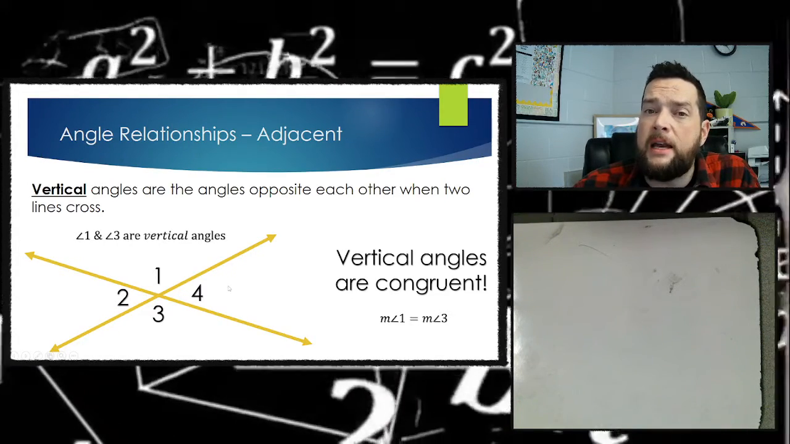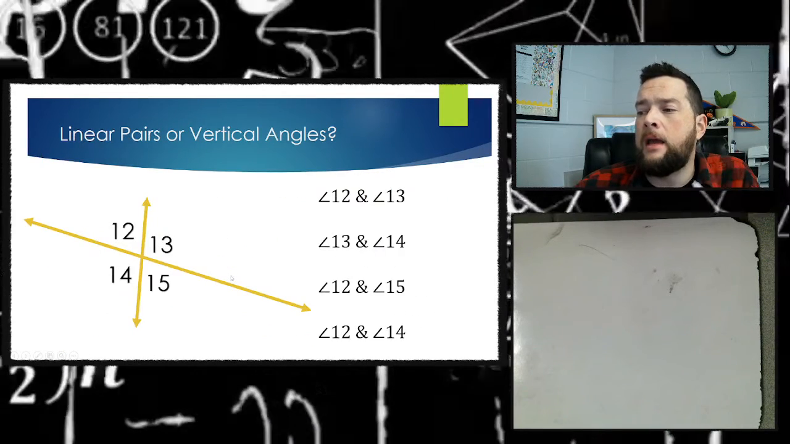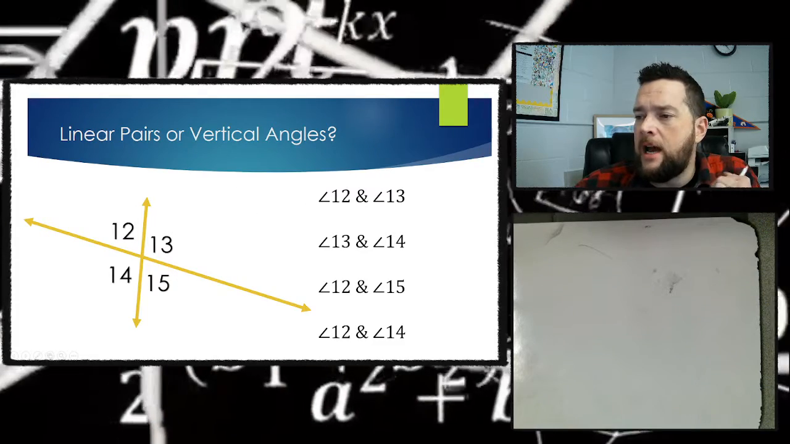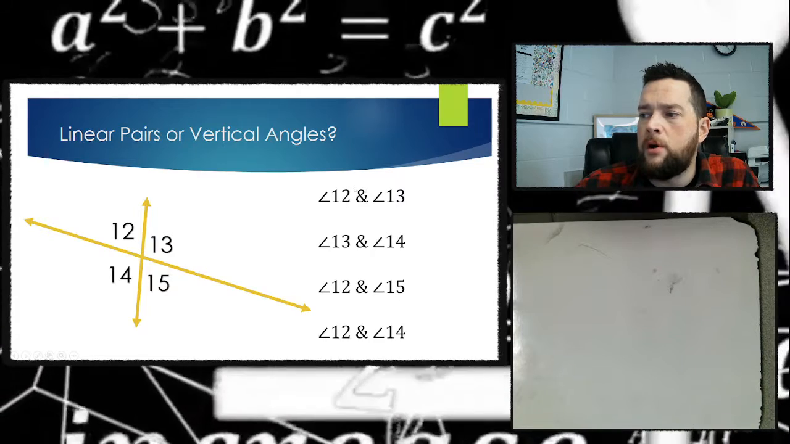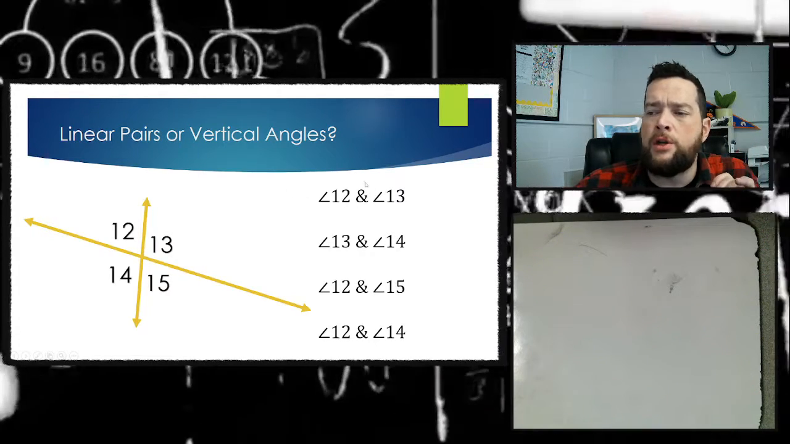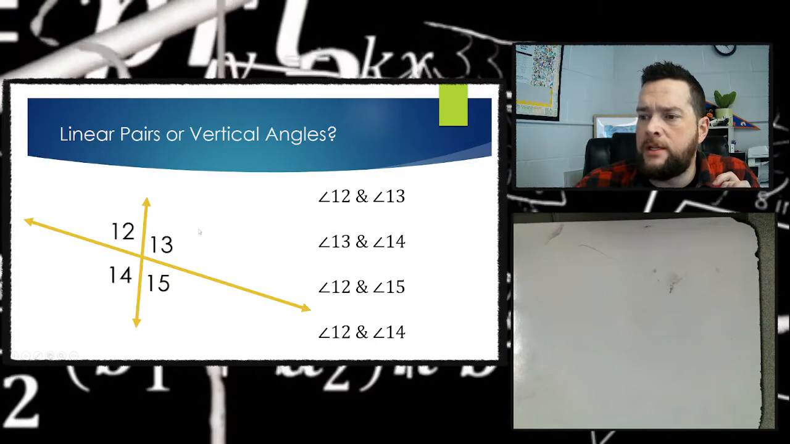And so we can use that knowledge to help us create equations when we're trying to find a missing piece and be able to solve those equations. All right, now we're going to decide, we have these 4 sets of angles. We're going to start up here at the first one, and we're deciding, are they considered linear pairs or are they vertical angles? All right, so we got 12 and 13.